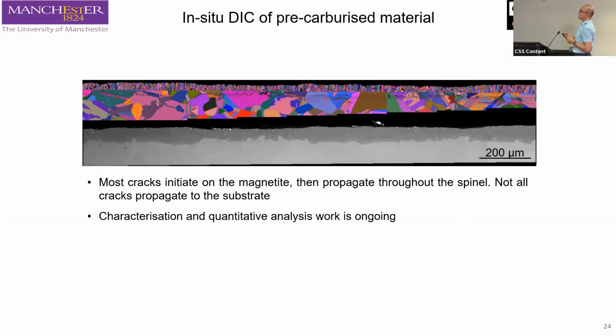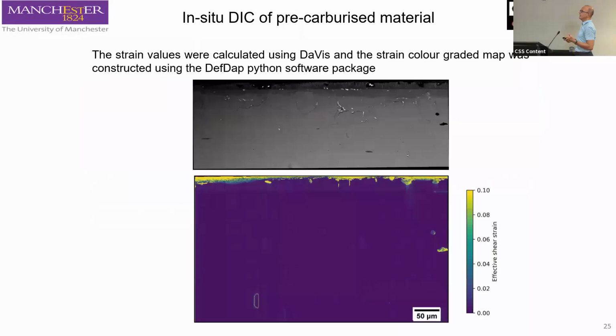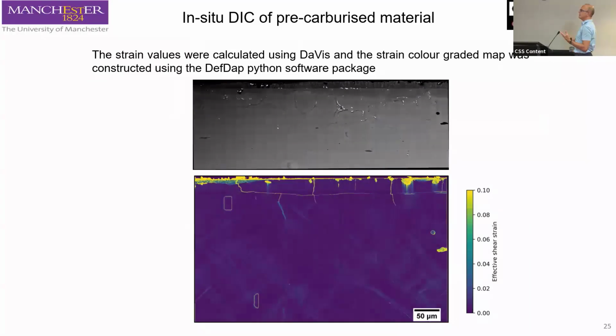Now, if we strain the material, hopefully the animation works. Yes, you can see cracks developing in the oxide, penetrating into the substrate. Some of the cracks you will see actually stop at the interface, but some others penetrate much deeper into the material that was carburized.